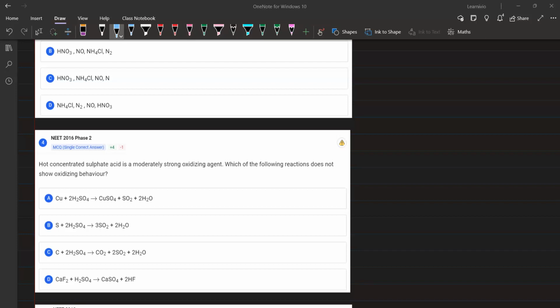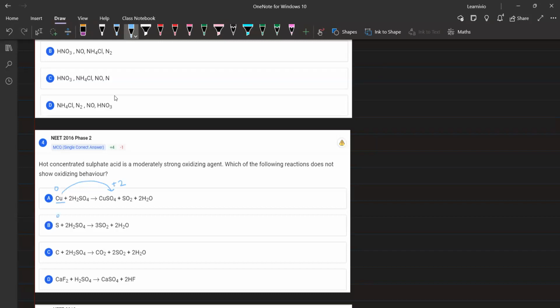Correct. Look carefully here. Whatever is other than H2SO4, look at that compound. Copper is there, so what is happening with copper? Copper is in zero oxidation state. Here it is in +2.